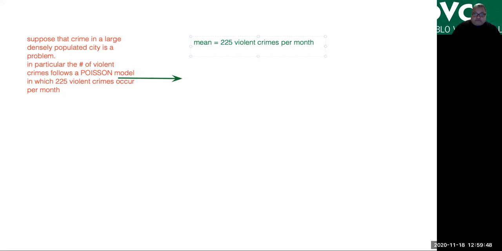And that the standard deviation is the square root of 225, which is 15 violent crimes per month.